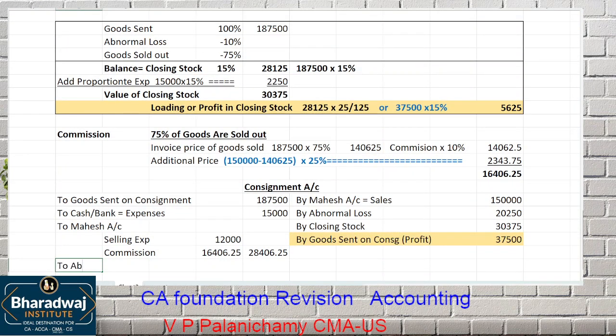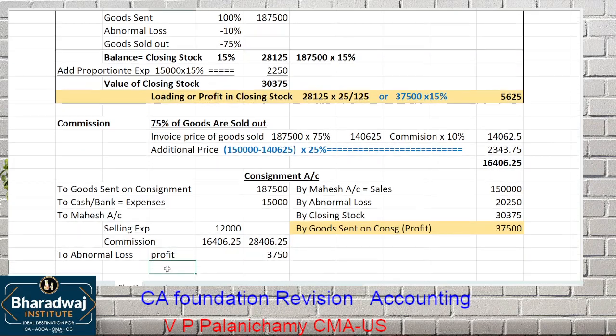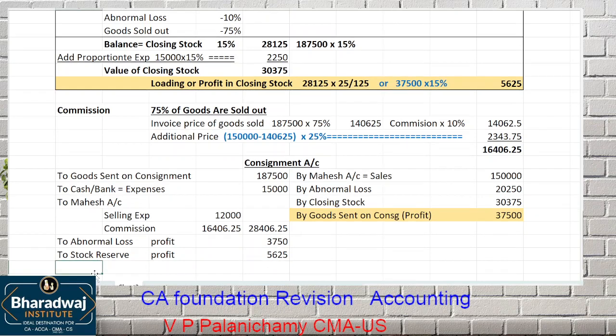Then to abnormal loss. How much is the abnormal loss loading? 3,750. The profit element we remove on the opposite side. To stock reserve, we put that as to stock reserve. How much is the profit element? 5,625. Tally the profit.